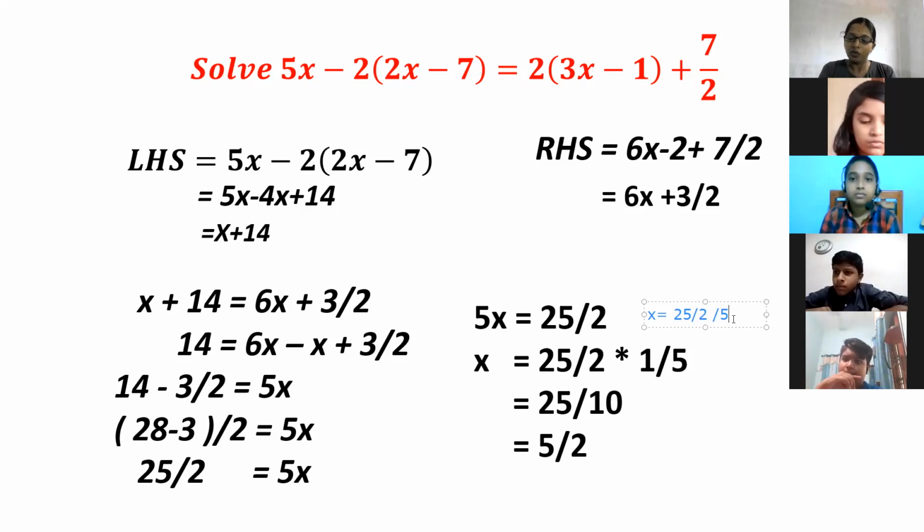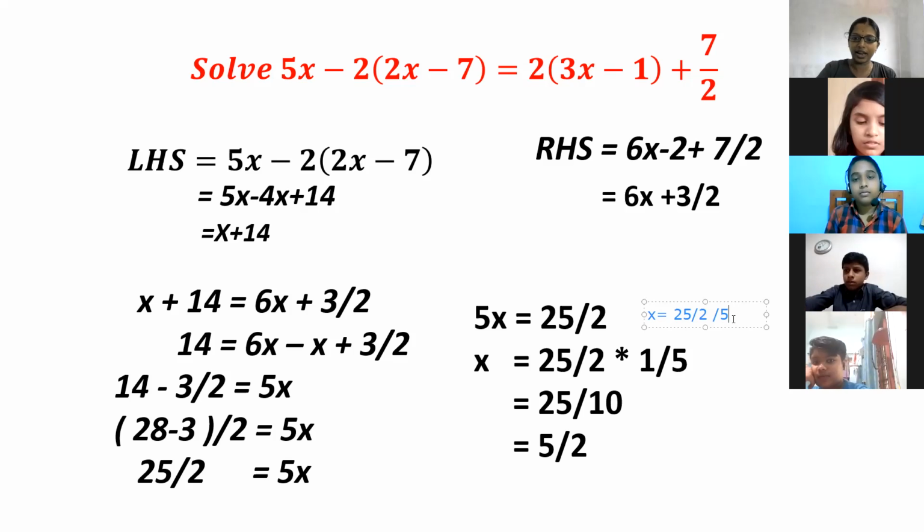So, what is the reciprocal of 5? 5 is 5 by 1 itself. Then what is the reciprocal of 5 by 1? Just interchange the numerator and denominator. It is 1 by 5. That's why I am choosing here 25 by 2 into 1 by 5. Is it clear now?